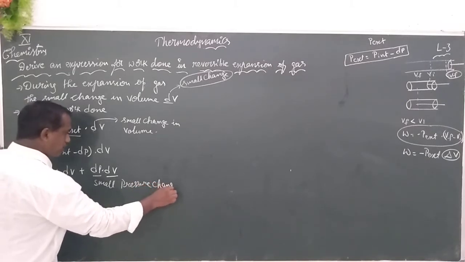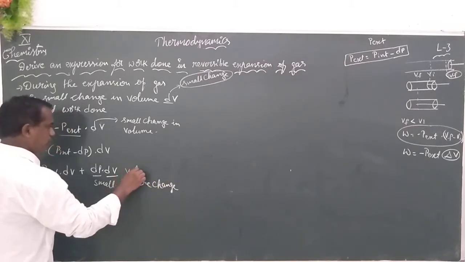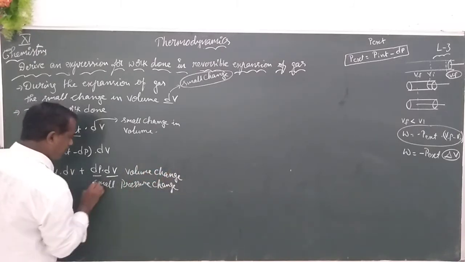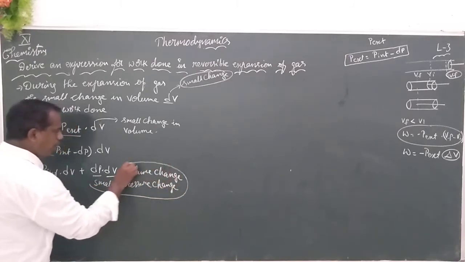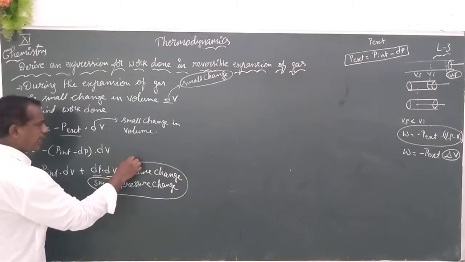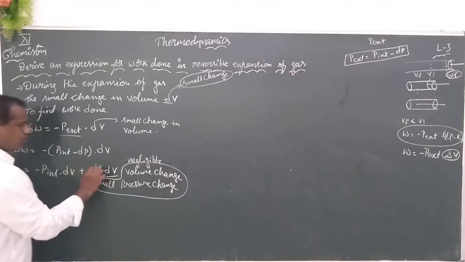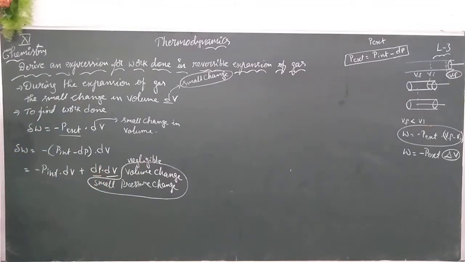dV means small volume change. As the change is very small, this part can be neglected or is negligible. In order to remove this part, we are making it very small, so it is negligible. So finally, we can write delta W is equal to minus P internal into dV.